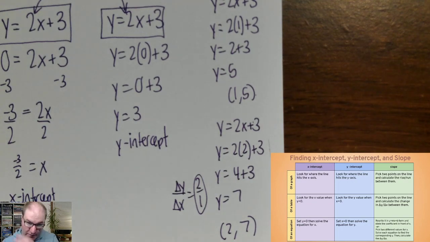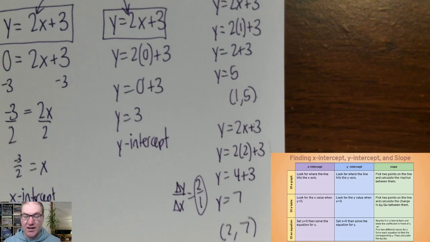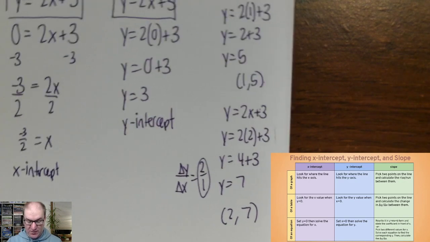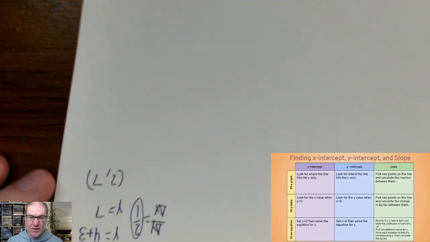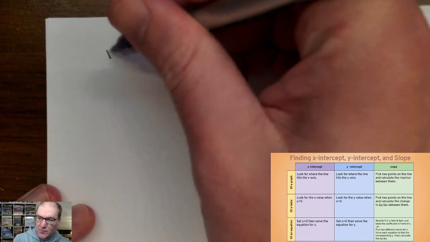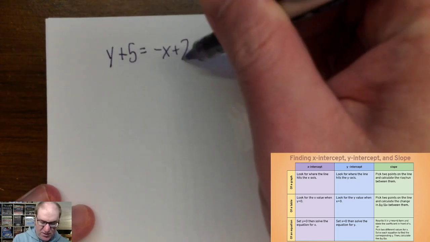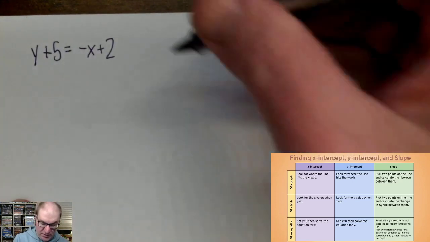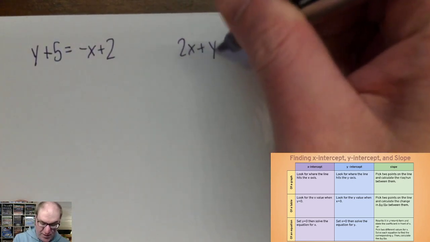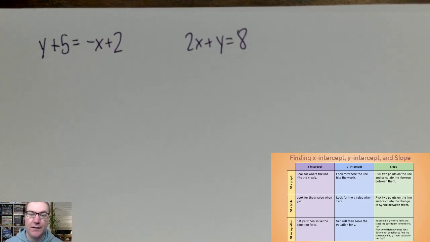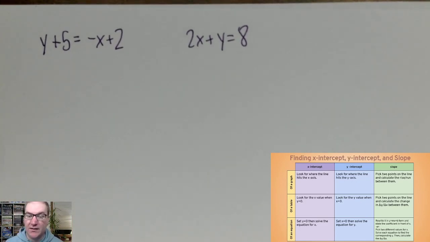Now, the only way that this one might be a little more challenging is if your equation is in a different format. For instance, it might look like this: y plus 5 equals negative x plus 2. Or it might look like this: 2x plus y equals 8. So these are two different formats to write the equation of a line. You still follow all the things we just talked about. It's just going to take a little more work.